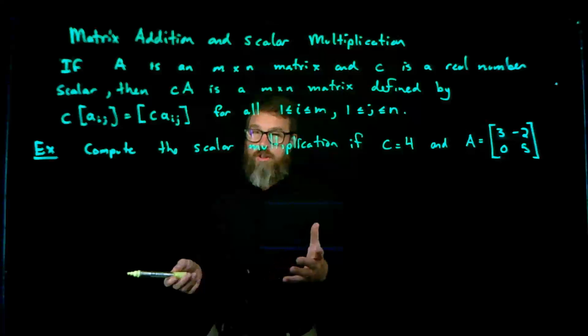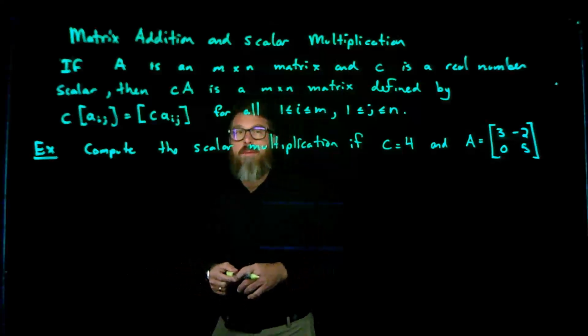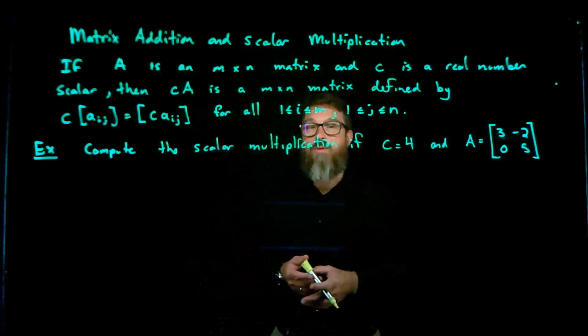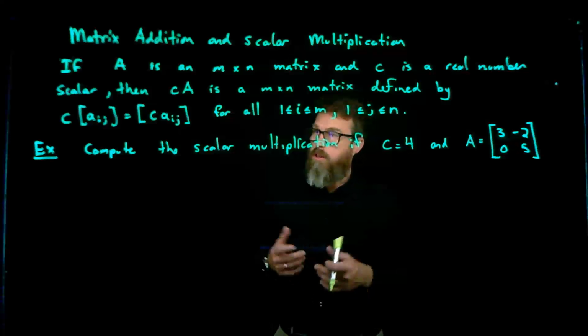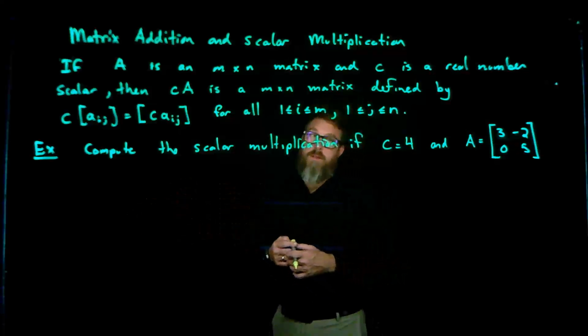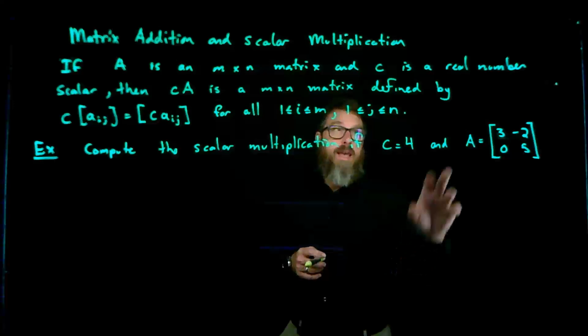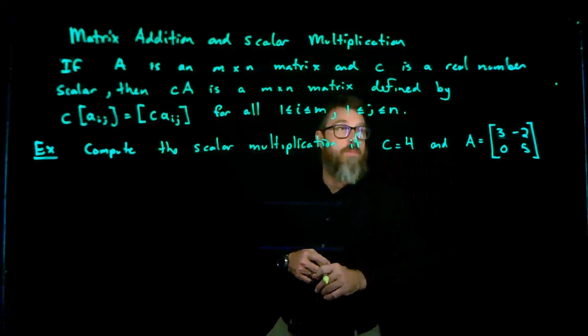So really what this just says is if you're multiplying a matrix by a scalar, you just multiply each one of its entries by that scalar. So here's our example. So let's compute the scalar multiplication of C is equal to 4, and then A is equal to this 2 by 2 matrix.